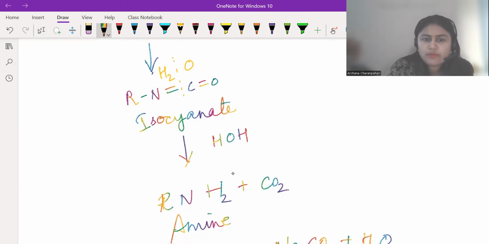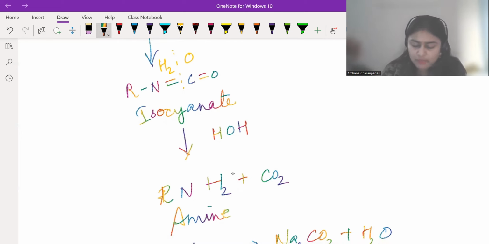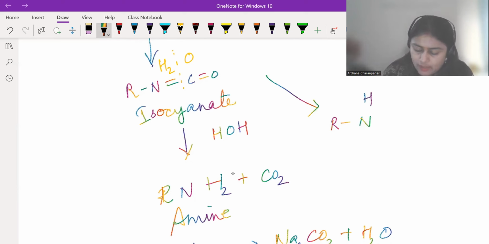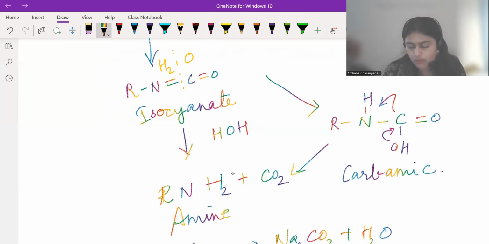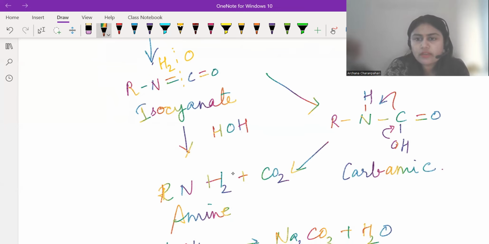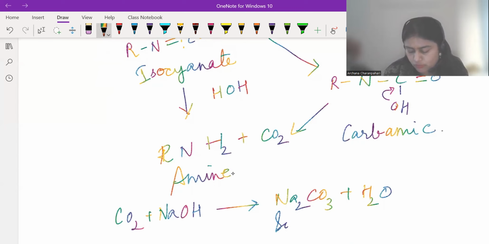Before this amine is formed, what actually happens is that carbamic acid is formed. That means you have R N H C O H double bond. This is your carbamic acid, which will then rearrange like this and like this to give you amine and CO2. Now CO2 will obviously react with NaOH to give you sodium carbonate. So this is your mechanism.